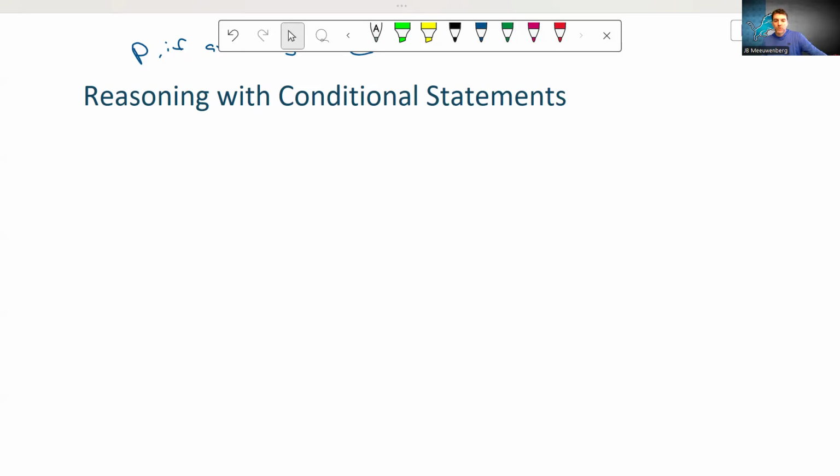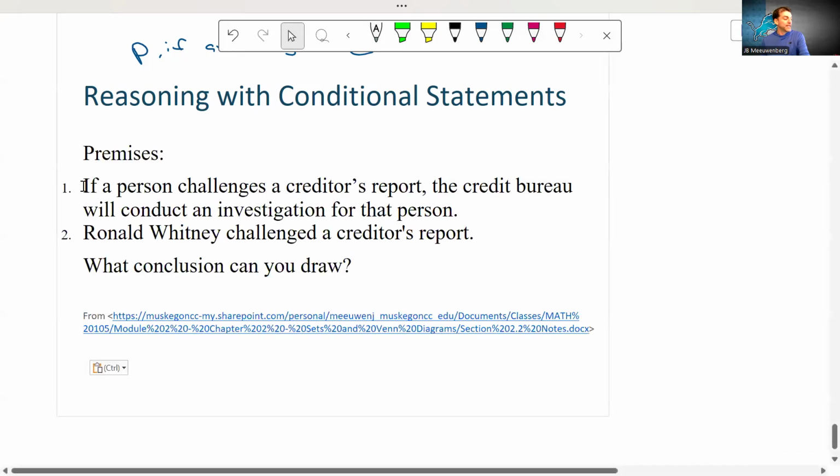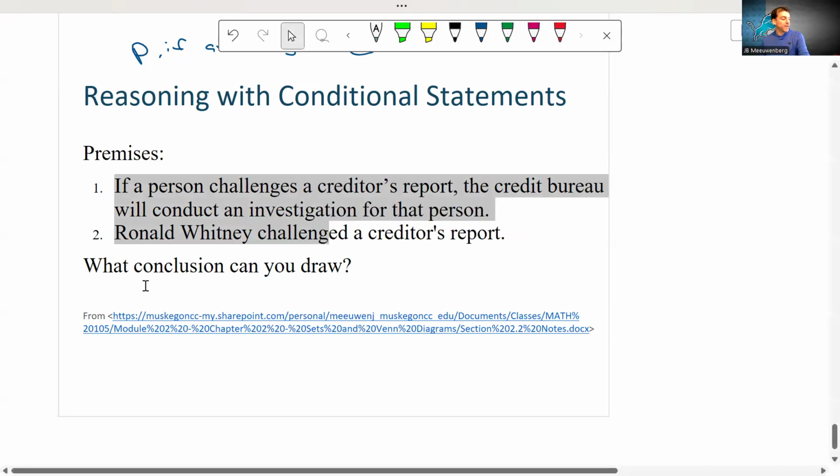All right. So let's explore some scenarios where we're provided with some premises, one of which is a conditional statement, and the other of which is just some additional information, right? So this is where we start to do some reasoning with conditional statements. It's where we really put it all together. We're just going to start with a scenario, and you need to examine this scenario, okay?